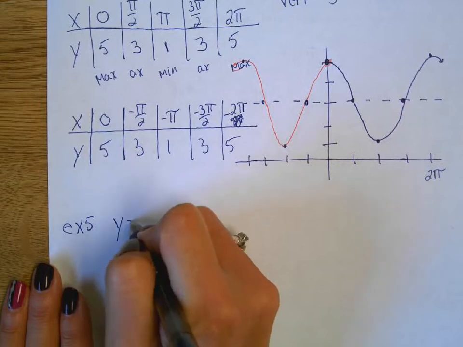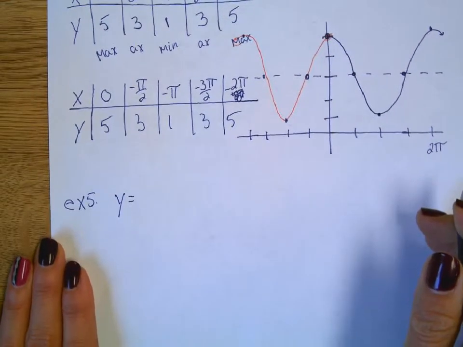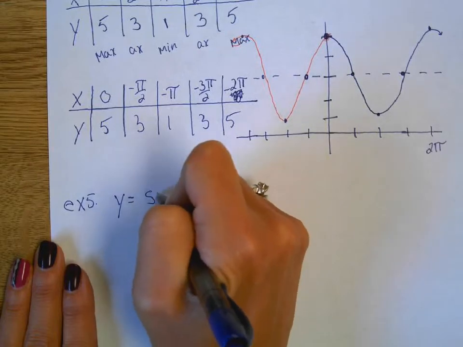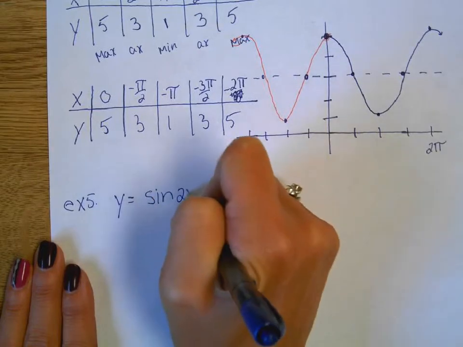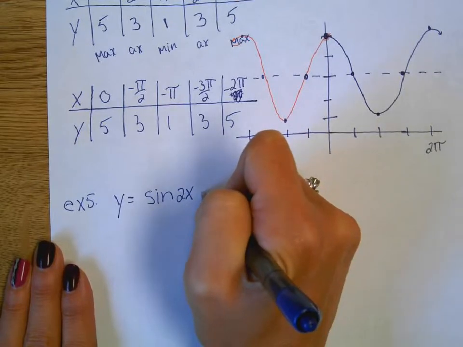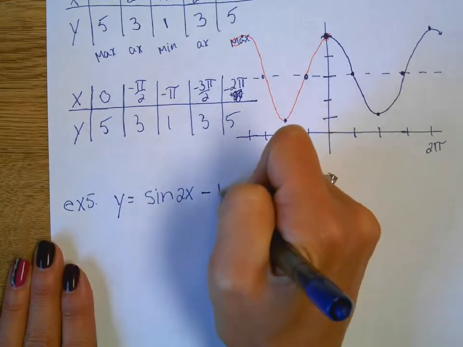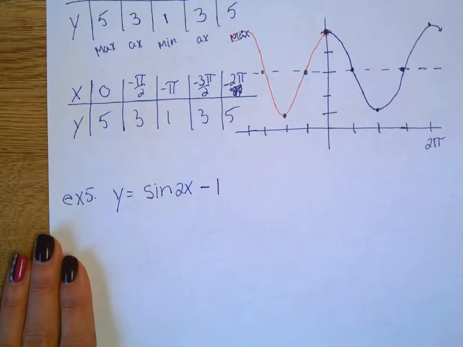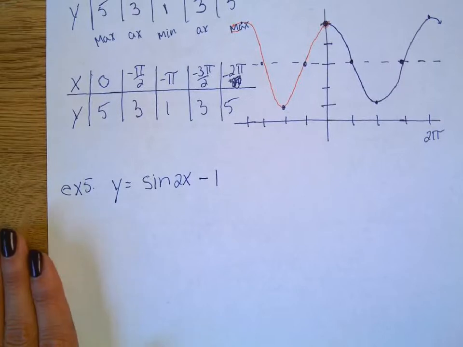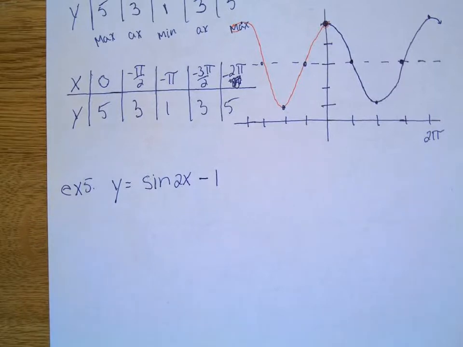So y equals sine 2x minus 1. Does it matter that it's at the end? I put it there for a reason, to see if you could pick it up. Is that vertical shift? Yeah. It's a number subtracted from the function, so it is our vertical shift.